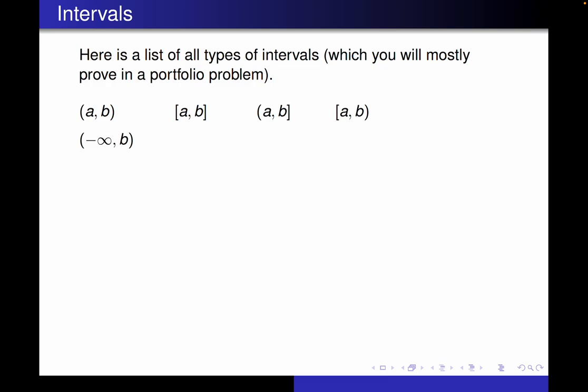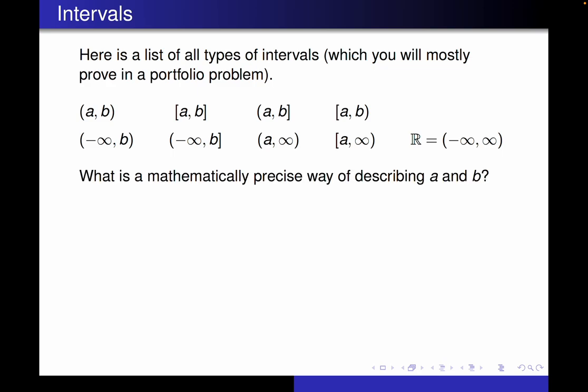You can have unbounded below, so any number below B. You can have the closed interval bounded at or below B. Then you can do the same thing with above A and at or above A as well. And then finally, you can have the very unbounded interval of all the real numbers, which you could look at as the interval from negative infinity to infinity. At least it's a reasonable notation for it.